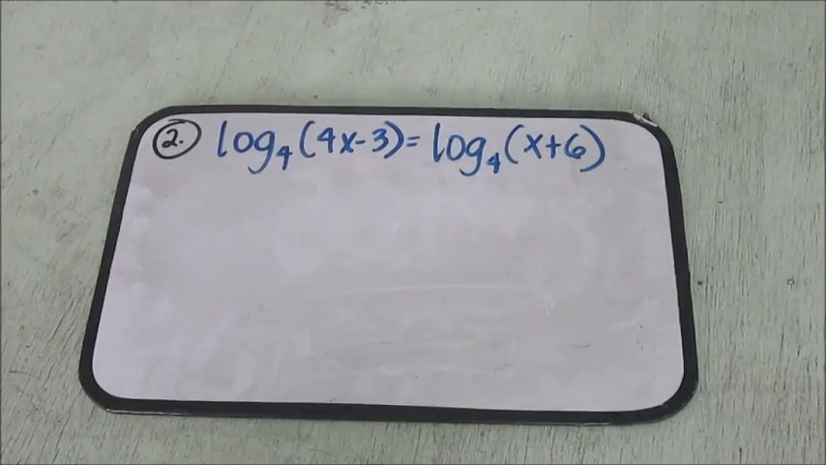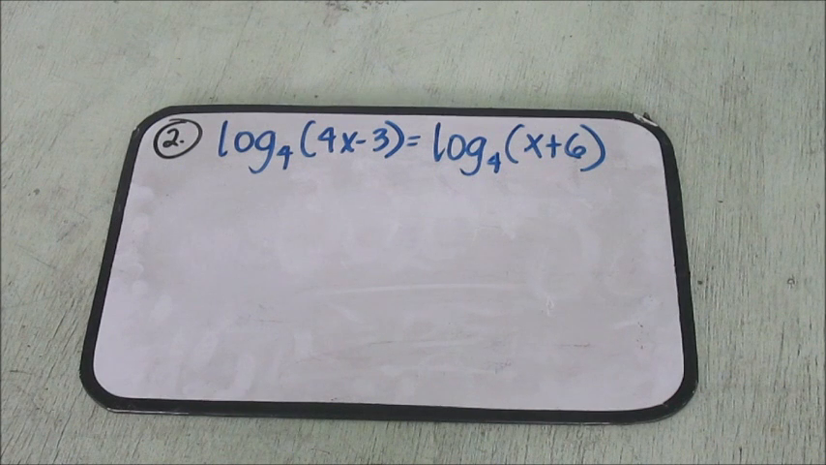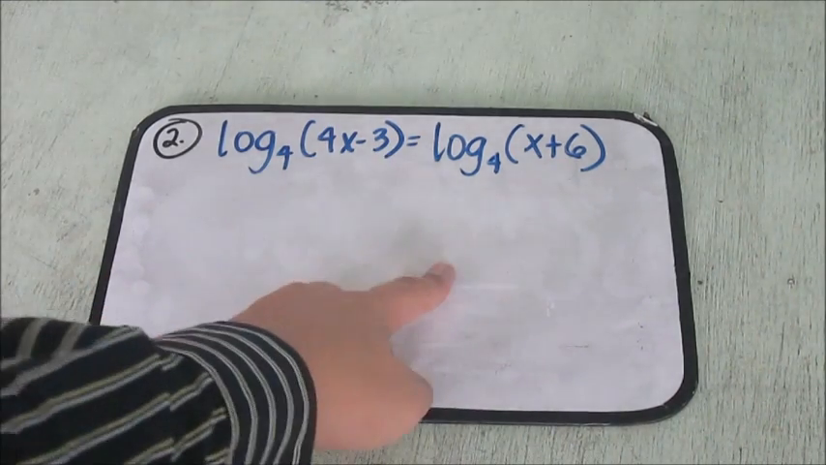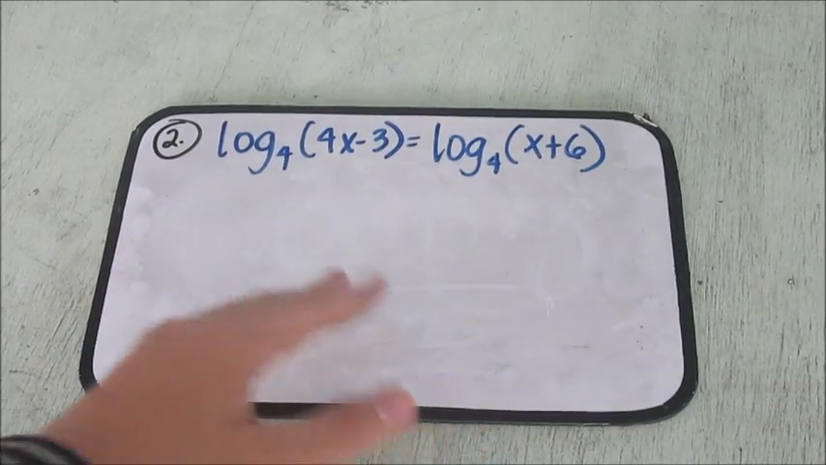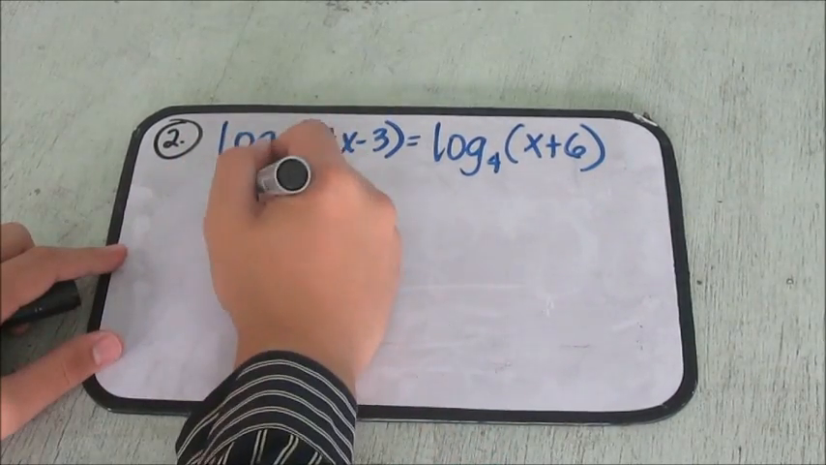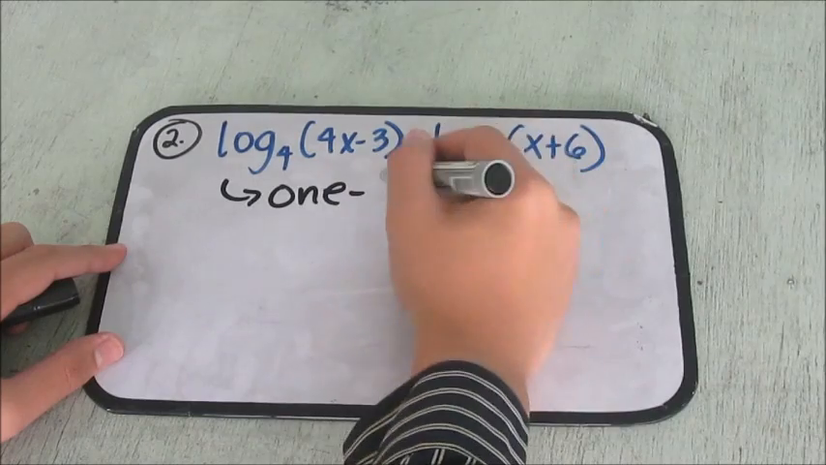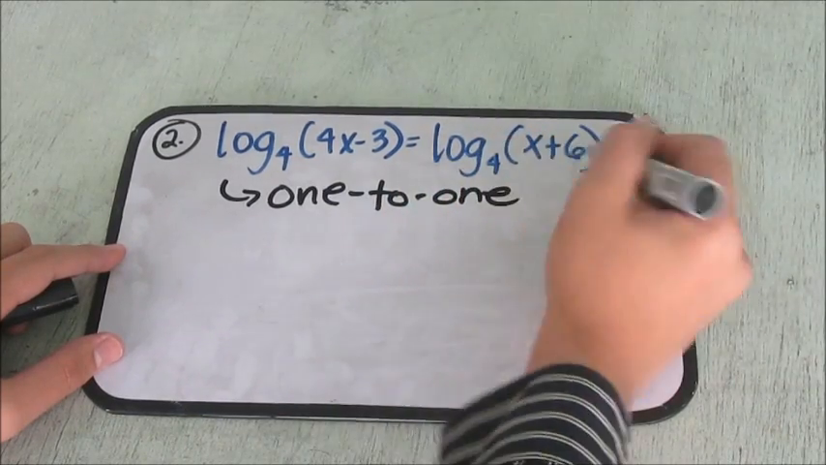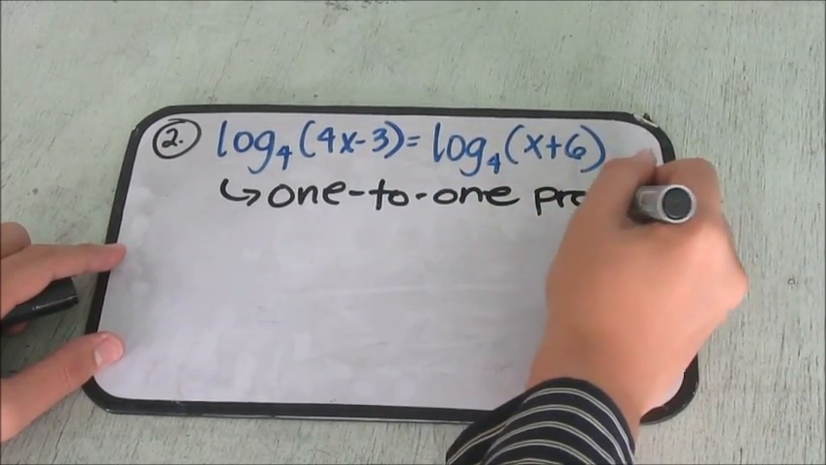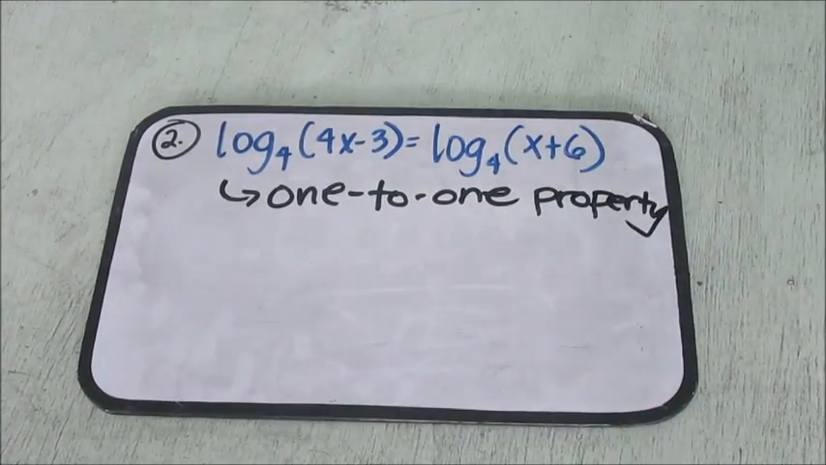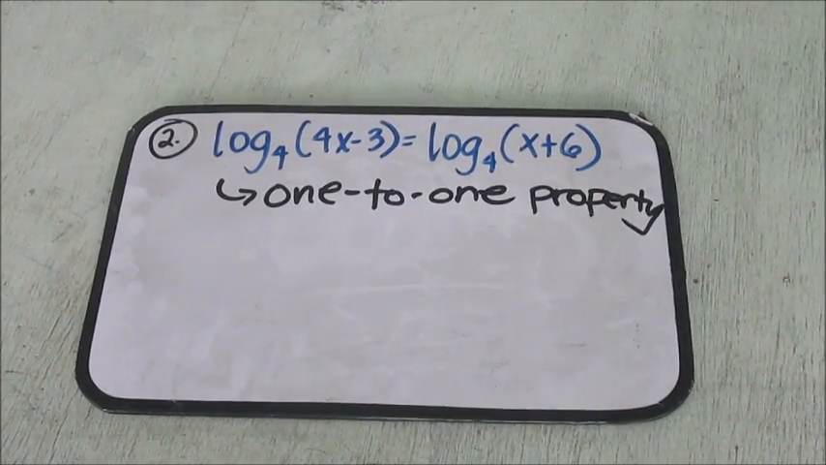For the next problem, we have logarithm of 4x minus 3 to the base 4 is equal to logarithm of x plus 6 to the base 4. So how are we going to solve this? If we see these kinds of equation which have the same base, then we can use the one-to-one property. The one-to-one property can be applied to equations that have the same base.